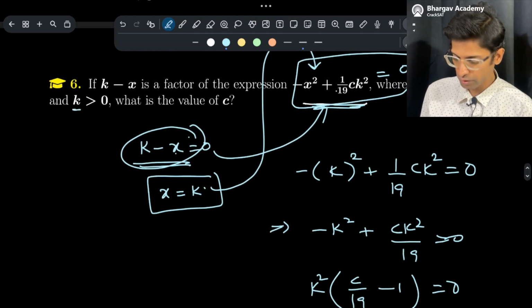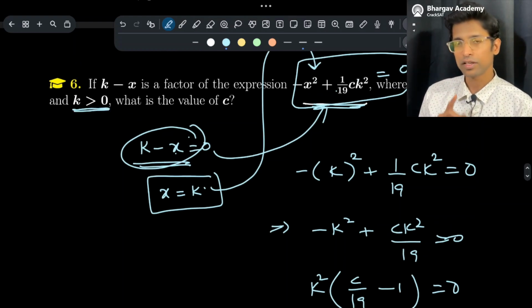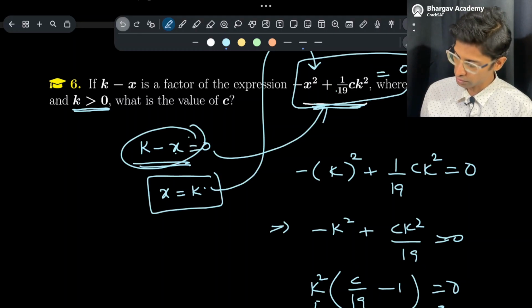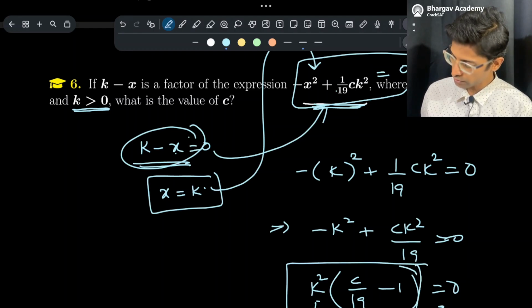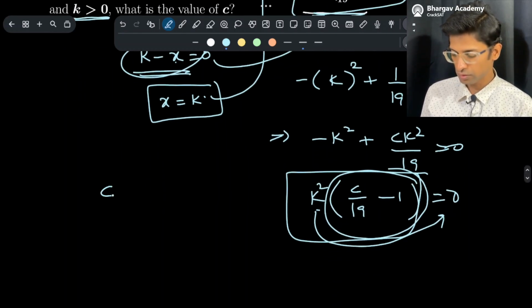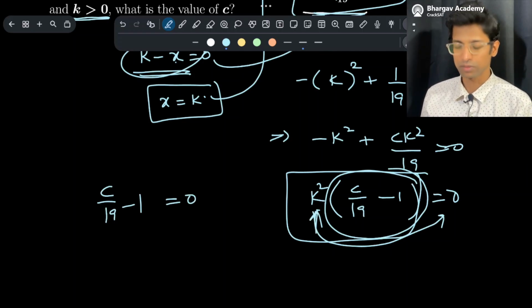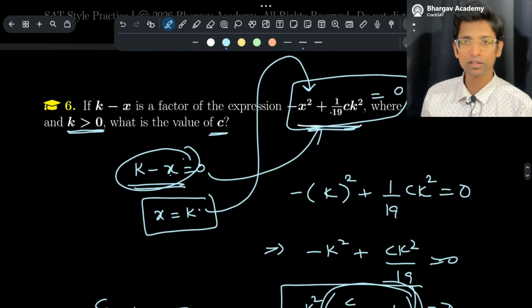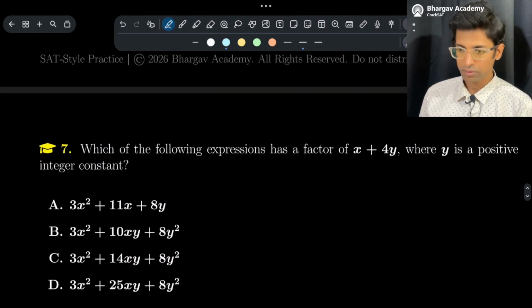Now here he has given you that k should be greater than 0. If k is greater than 0, then k square is definitely greater than 0, so k square cannot be equal to 0. So to make this entire expression 0, this particular portion should be equal to 0. So c by 19 minus 1 must be equal to 0, because k square is not becoming 0 anyway. So c by 19 should be equal to 1, c should be equal to 19. He has asked you to find the value of c. Let's go to the next question.